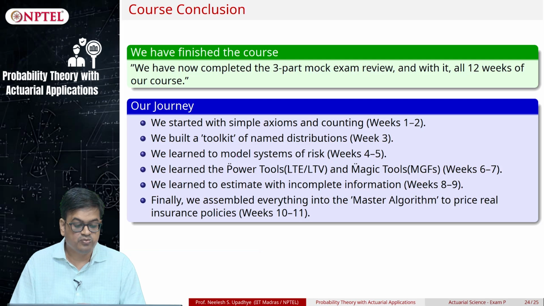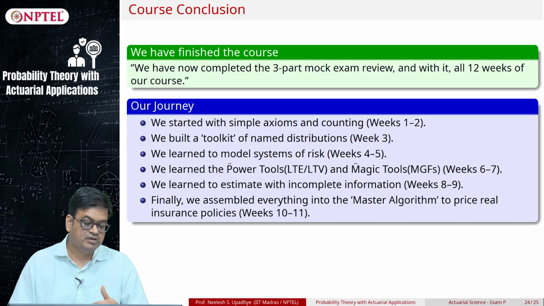Then in week 3 we built a toolkit with special distributions. In week 4 we learnt how to model the systems of risk, and in week 5 we continued the same through joint distributions. So, we had a basic toolkit ready by the end of week 5. After that, we learned some power tools, namely the law of total expectation and law of total variance in week 6, and the magic tool, the moment generating function and the cumulant generating function, in week 7. So in weeks 6 and 7 we developed a power toolkit.